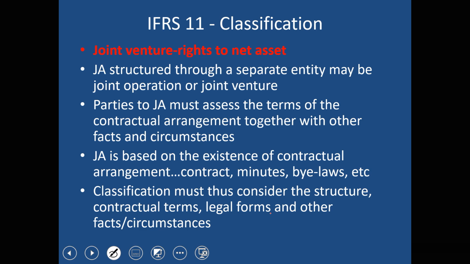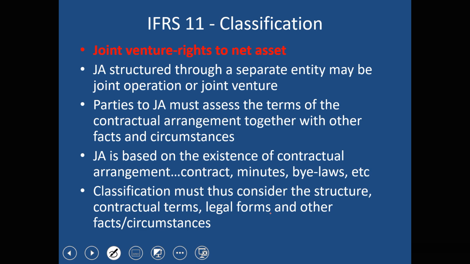Now, a joint venture is structured through a separate entity, and may be a joint operation or a joint venture. If you have a separate entity, it is a joint venture, but it may also be a joint operation. So we are trying to say that for a joint operation, it is not always a separate entity, but sometimes it may be a separate entity. But for a joint venture, there will always be a separate entity.